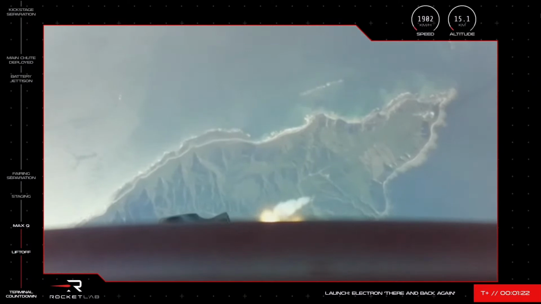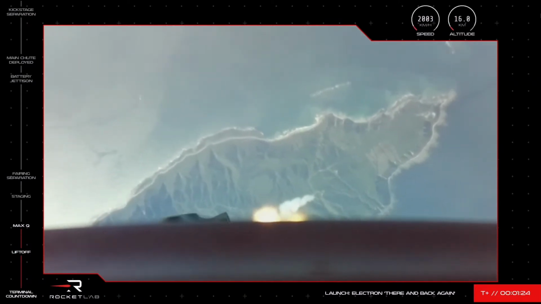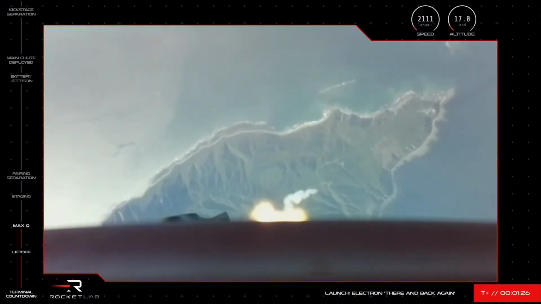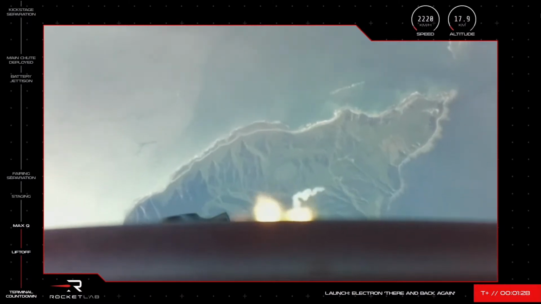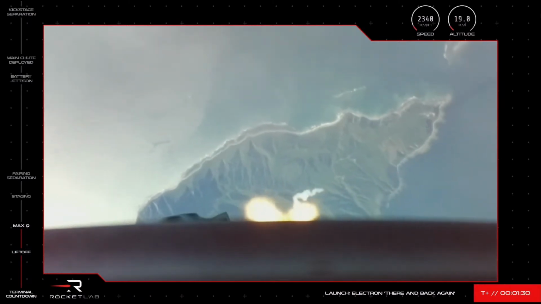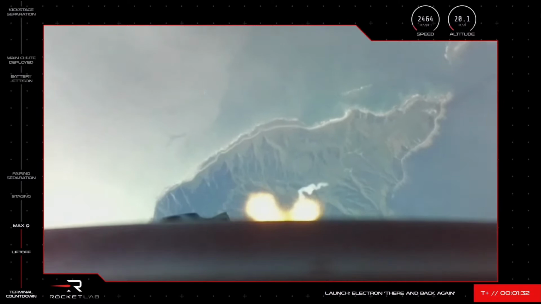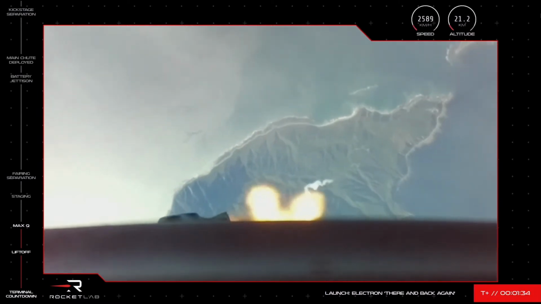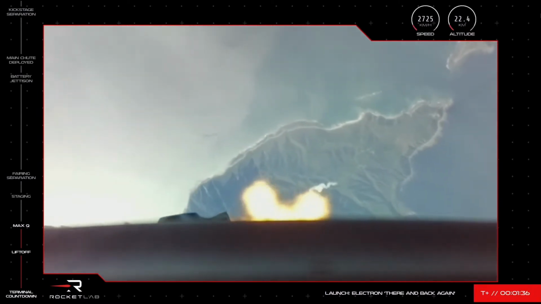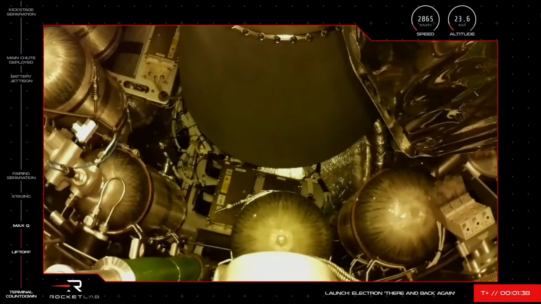Having cleared max Q, Electron's trajectory remains on track and its propulsion is looking nominal as the mission continues to orbit. Soon we'll be coming up to the separation of the rocket stages that will signal the beginning of our Electron recovery attempt. First up will be MECO, or main engine cutoff, on Electron's first stage.